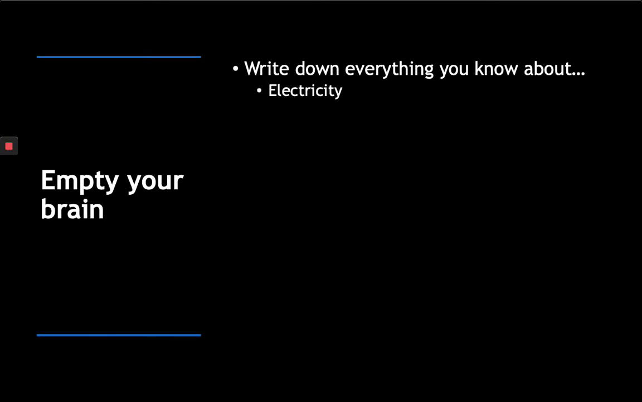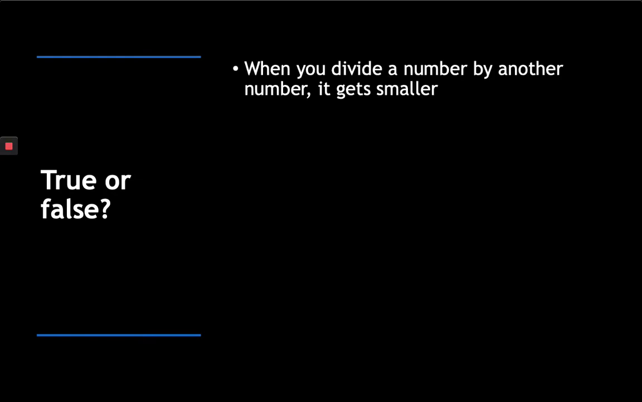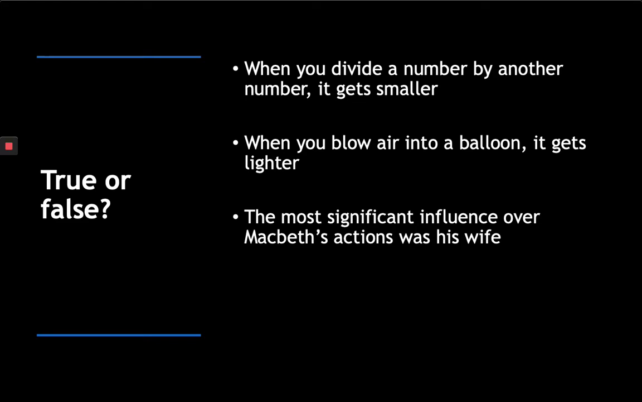Empty your brain activities, brainstorms: write down everything you know about electricity, for example, U-shaped valleys, Hamlet. True or false questions, which may be closed questions or may be open. So some examples of some closed true or false questions. And the last one being a more open question.